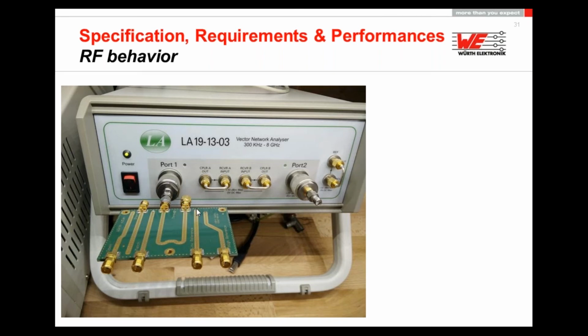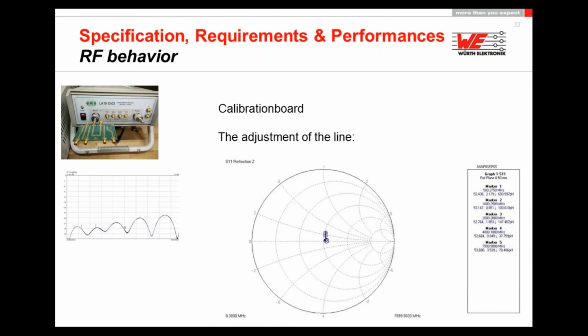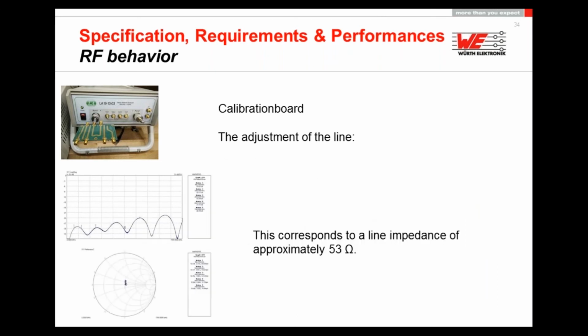What we can see here is the equipment where we work with the end resistance with a 50 ohm system for the calibration board. And of course, we know that for the line adjustment we have to analyze the behavior of the signal and of the lines. So here we see the Smith diagram.